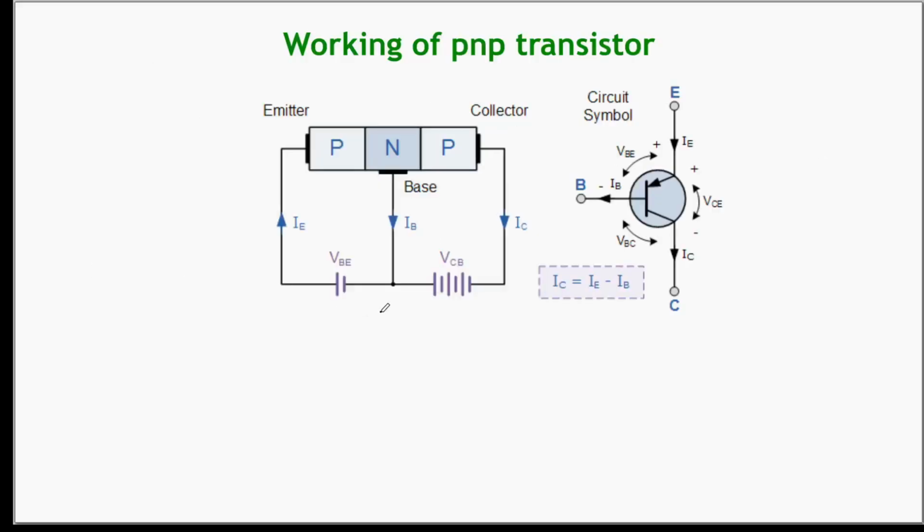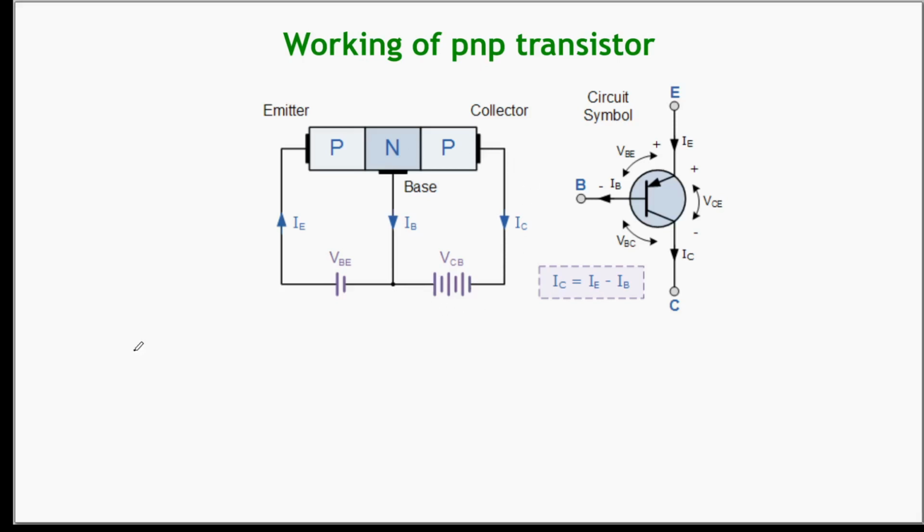Now we shall see the working of PNP transistor. Emitter base junction is forward biased. Base is made up of an N-type material. It is connected to the negative terminal of the battery. Emitter is made up of a P-type material. It is connected to the positive of the battery. Collector, which is made up of a P-type material, is connected to the negative terminal of the battery, and the base, which is made up of N-type material, is connected to the positive terminal of the battery. So this is a reverse biasing condition.